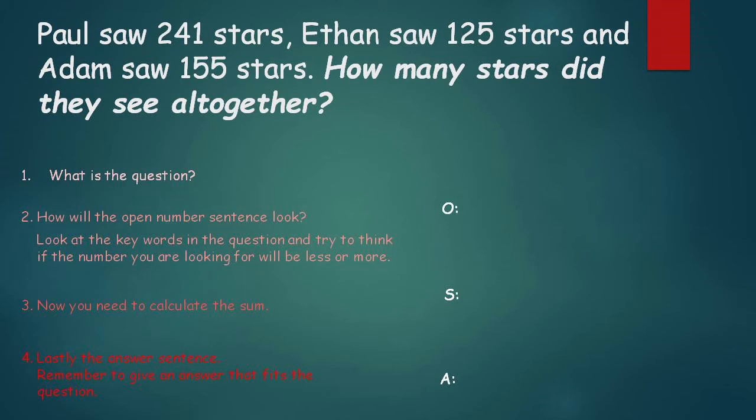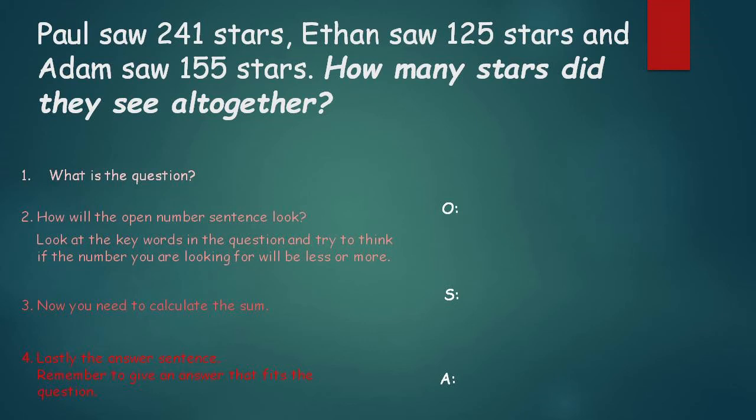Alright, so our next example is Paul saw 241 stars. Ethan saw 125 stars, and Adam saw 155 stars. How many stars did they see all together? So remember, you need to do O, S, and A. Again, O, remember, is our open number sentence where we're going to write the important keywords and what the sum is asking us to do.